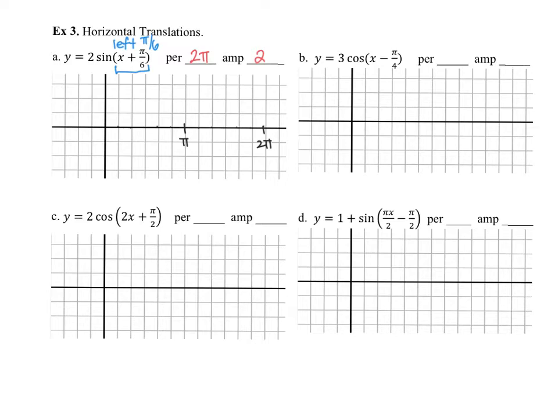Okay, I'm going to do it by translating it, and then I'll show you using the formula that I gave you at the beginning. Okay, normally the sine of 0 is 0, but I'm moving it left pi over 6, so now it's over to here.